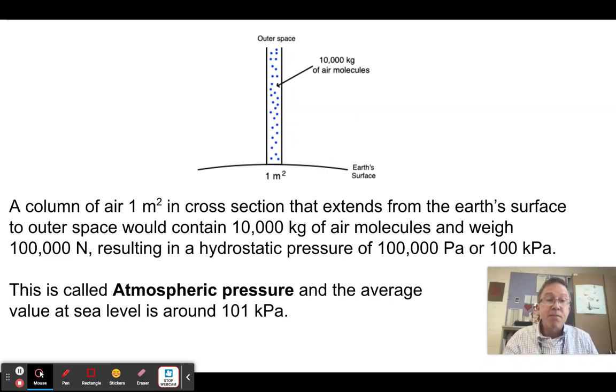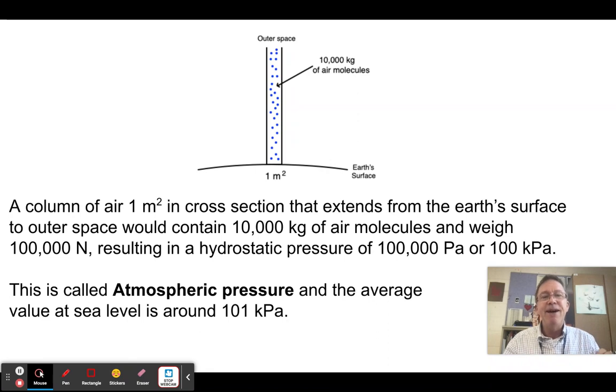And what I'd find is the mass of it would go up. And how much would the mass go up? Well, it'd go up by about 10,000 kilograms. In other words, for a 1 square meter column, if you go all the way up to outer space, that container has 10,000 kilograms of air molecules in it, which would have a weight, therefore, of 100,000 newtons, and therefore a pressure, since it's a 1 square meter area, the pressure would be 100,000 newtons per square meter, or 100,000 pascals, or 100 kilopascals.